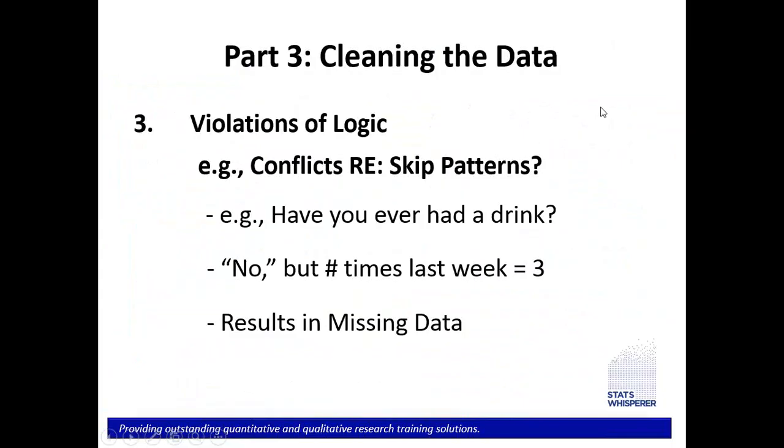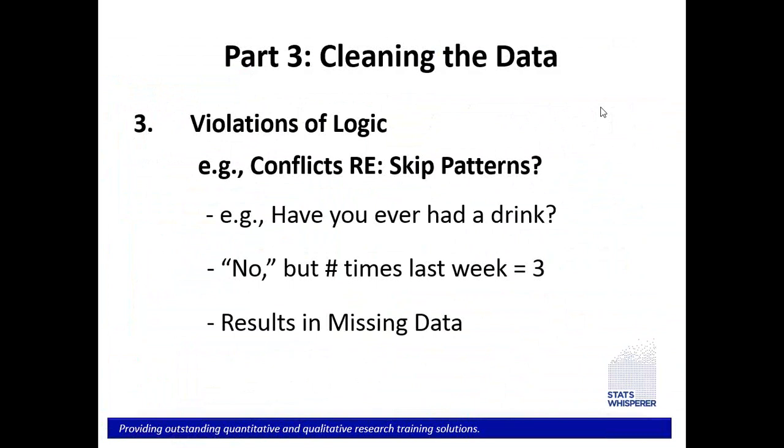Now, our next item, item 3, is violations in logic. That's where one response conflicts with another response, so the first response makes the second response improbable or impossible. There's a conflict, such as our skip pattern we mentioned earlier.